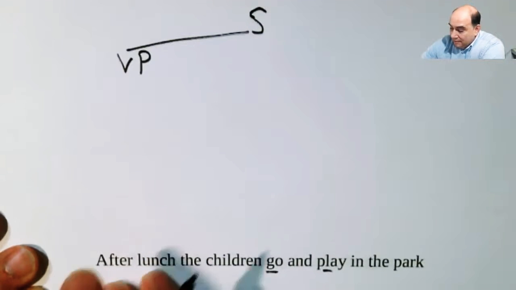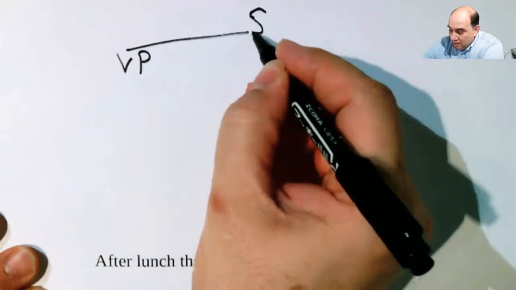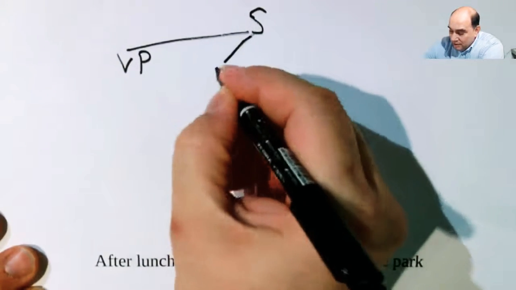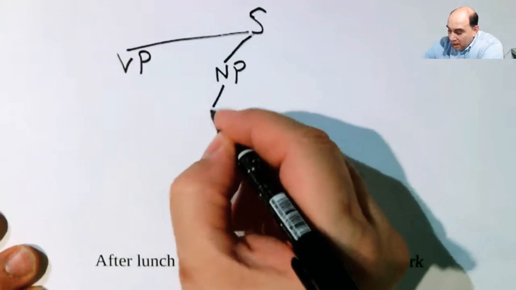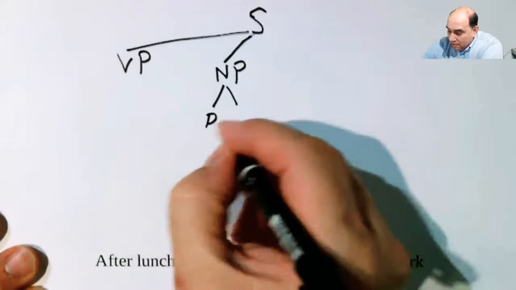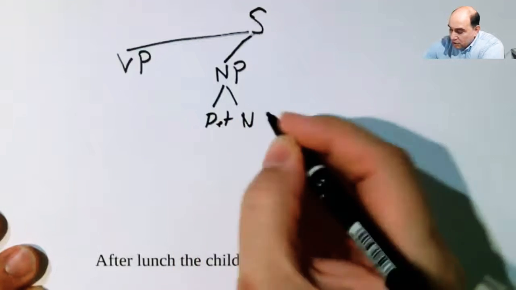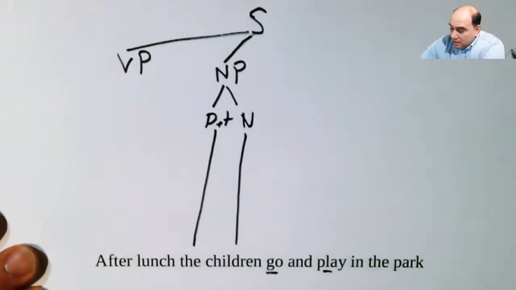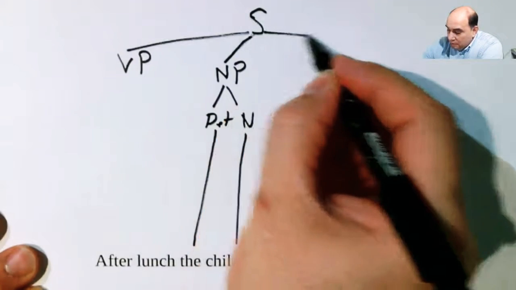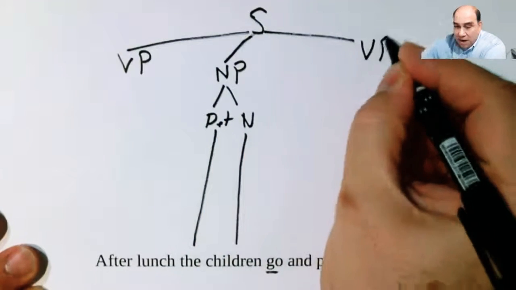Now, I have the children, so I'll put that right here. I'll make this a noun phrase. And the noun phrase here has a determiner and a noun, so we'll put those two in, the children. Okay. Go and play. Well, there's another verb phrase. So we'll put a verb phrase out here, and this is your main verb.